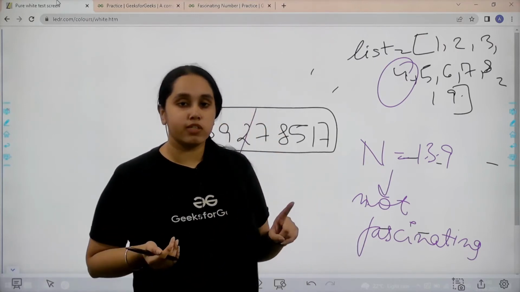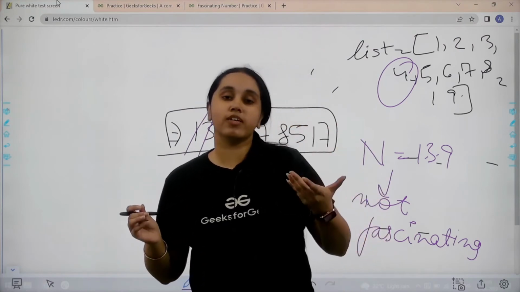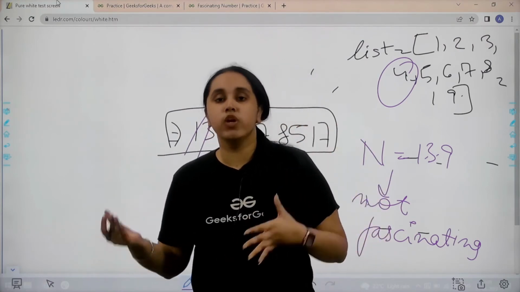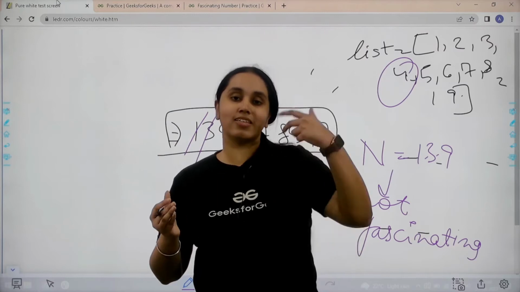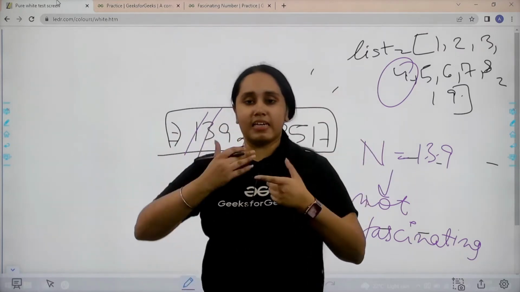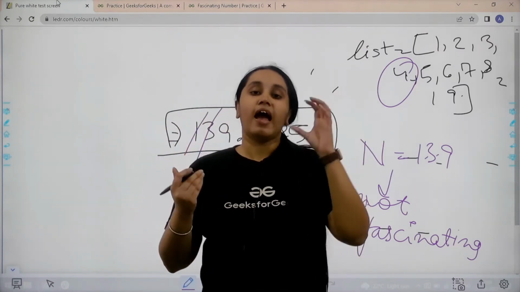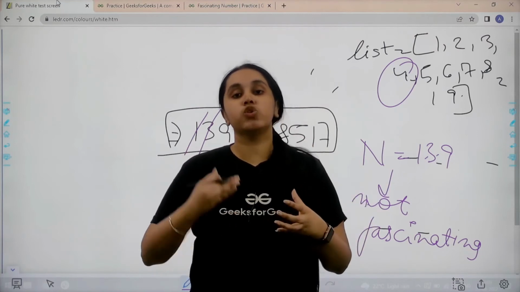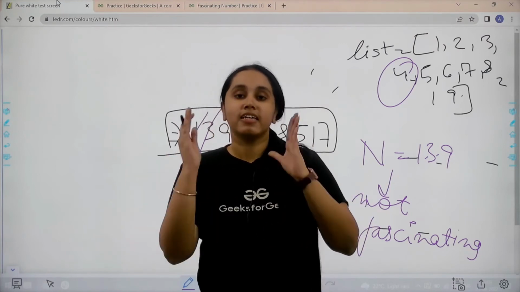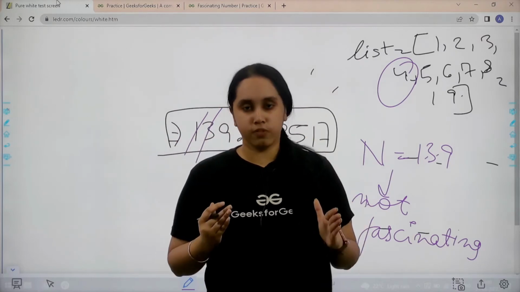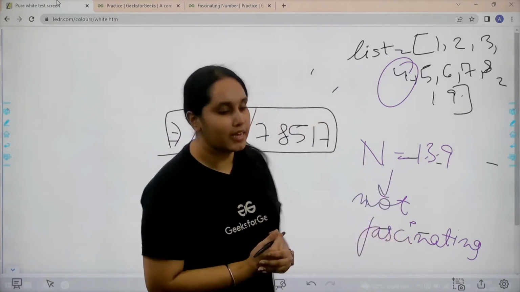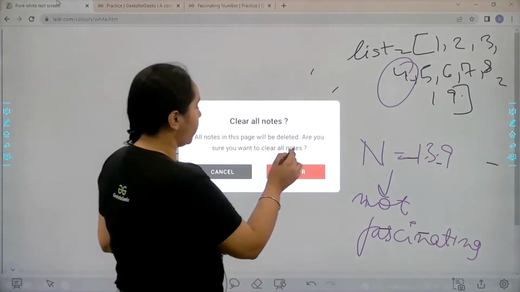A very important reminder: you cannot concatenate integer values. You need to convert the result that I am getting from multiplication into a string value so that I can concatenate all the 3 values. Remember that point. Now let's solve the question.